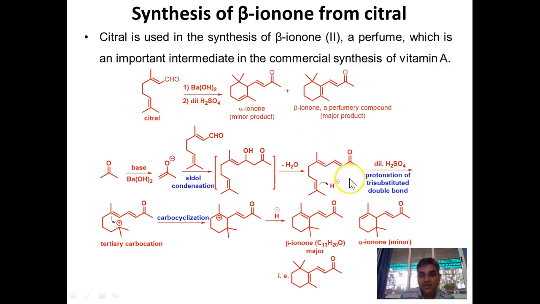So the first step here is aldol condensation, and in the next step there is a cyclization reaction under acidic conditions. Under acidic conditions there is protonation of this trisubstituted double bond, and then this carbocation is trapped here, and we get a cyclization product. And this tertiary carbocation has two options. It can lose a proton from this side, leading to a conjugated system, or it can lose a proton from this side and form alpha-ionone. Out of these two, beta-ionone is found to be the major product.